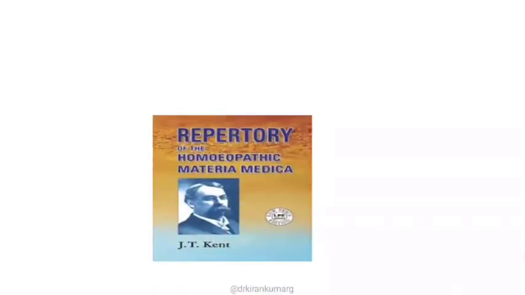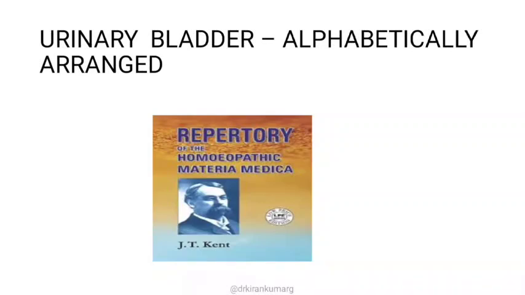In Kent repertory, the urinary organs are alphabetically arranged. That means in alphabetical order the subchapters are given. Even in your AIPGT, if the question is how many chapters are there in Kent repertory, and there is an option of 33 chapters, you can go for it. If there is no 33, your answer should be 37, because urinary organs has been split into 5 different subunits.